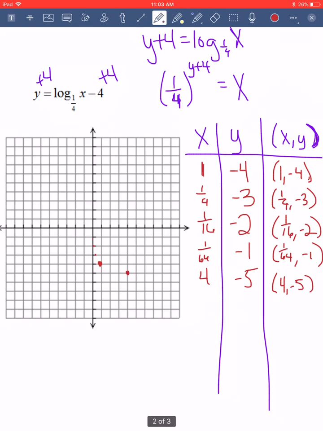Okay, if I plug in -6, -6 plus 4 is -2. And 1/4 to the negative second power is +16. So that's 16, -6. So that's going to be way off my graph, like probably somewhere over here. So this, oh, let me fix this. That was really, really bad.